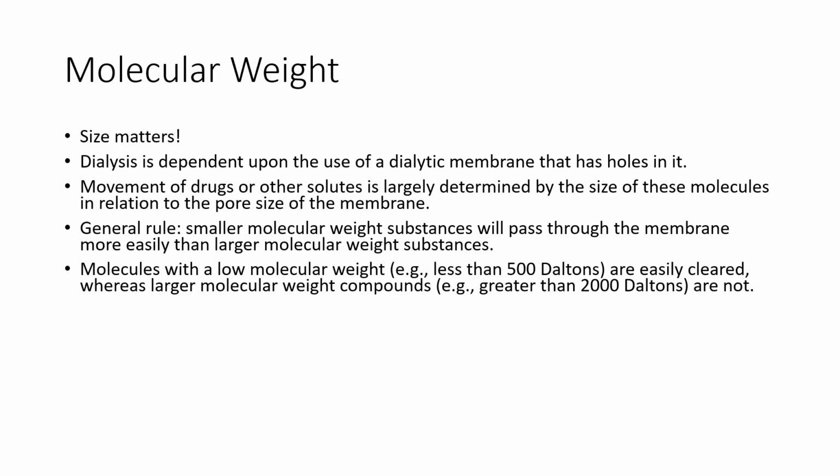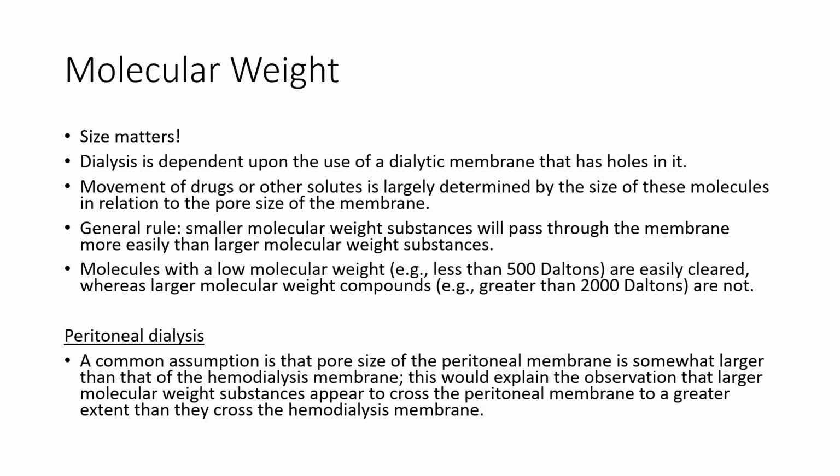In general, molecules that have a molecular weight less than 500 Daltons are easily cleared, whereas larger molecules, say greater than 2,000 Daltons, are not. Now with peritoneal dialysis, a common assumption is that the pore size of the peritoneal membrane is somewhat larger than that of modern hemodialysis membranes. And that is based on the observation that larger molecular weight substances appear to cross the peritoneal membrane to a greater extent than they do across the hemodialysis membrane.